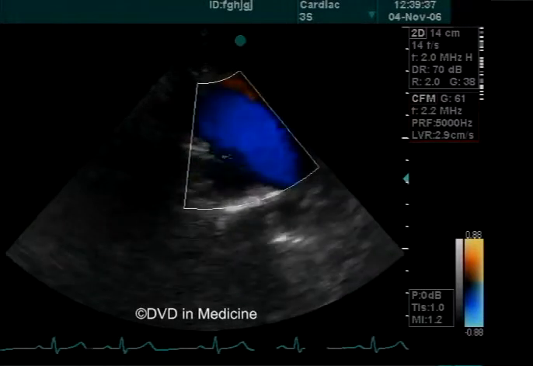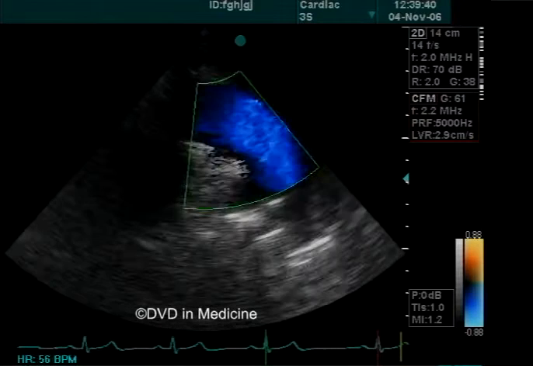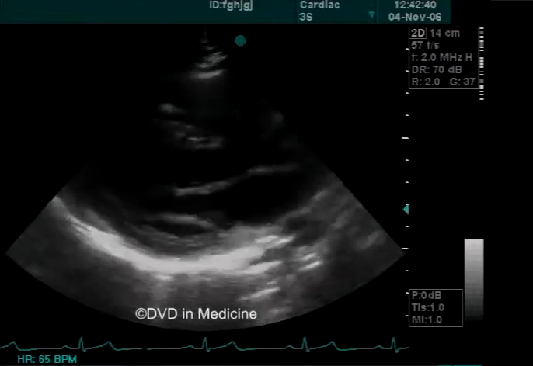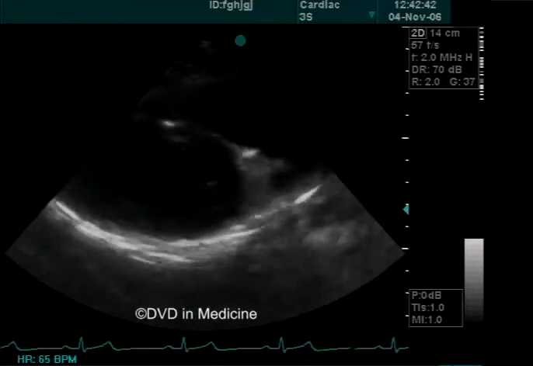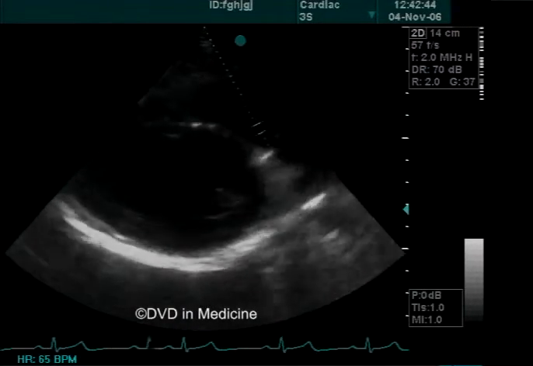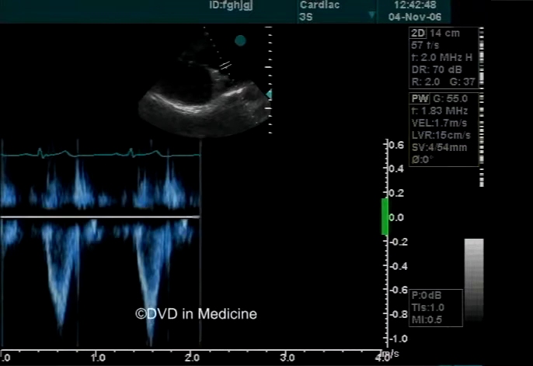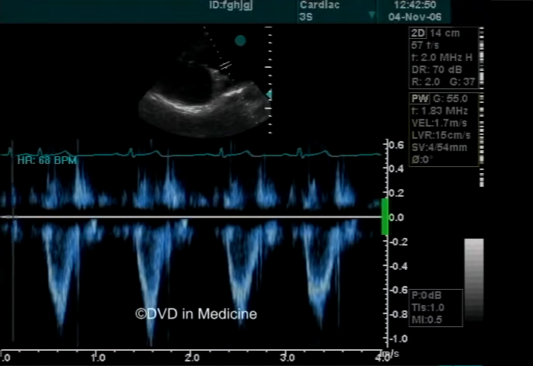As opposed to a normal aortic valve, one can often see a mild regurgitant flow in a normal pulmonary valve. If one places the pulsed wave sample volume at the level of the pulmonary artery valve or in the right ventricular outflow tract, one will obtain the pulmonary artery Doppler flow velocity.